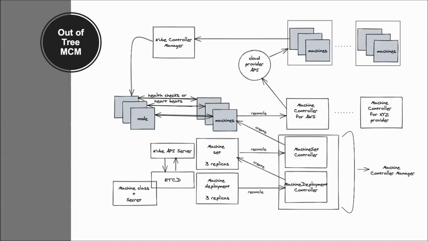So yeah, this is the approach we have finally picked. And this is the same diagram that Samarth showed you earlier. The difference is, now if you see, the machine controller manager doesn't host the machine controller logic. The machine controller is a separate binary now, and each provider will have its separate binary for the controller parts of it.